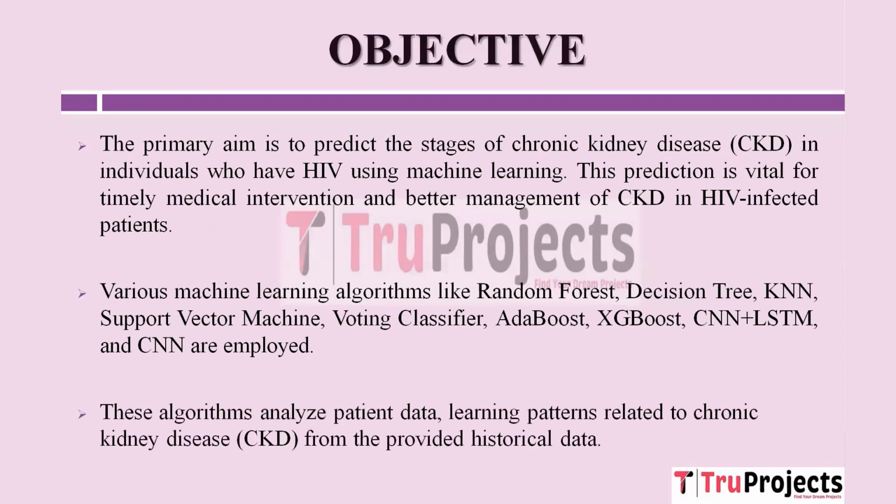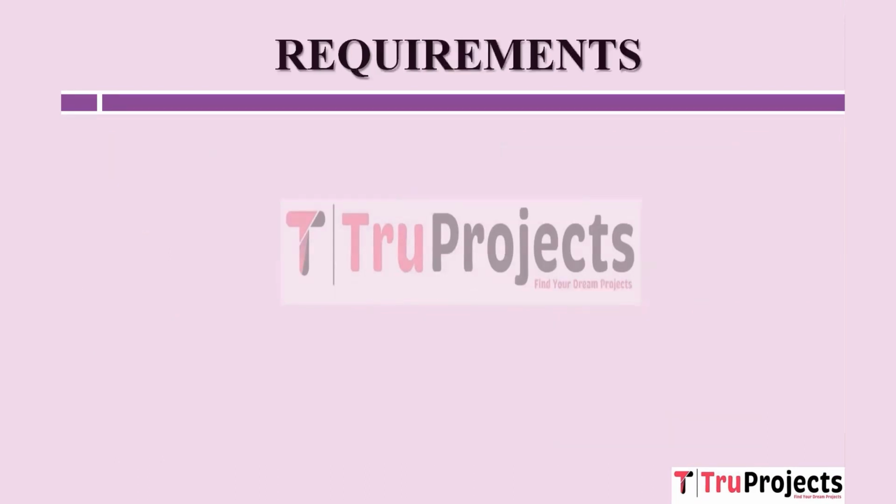The employed machine learning algorithms systematically analyze patient data, discerning intricate patterns and correlations related to the stages of chronic kidney disease (CKD). This analysis is based on historical data that provides valuable insights into how various features or variables relate to different stages of CKD. By recognizing these patterns, the model can make accurate predictions for new patients, guiding healthcare professionals in appropriate decision making and facilitating a more tailored approach to managing CKD in HIV-infected individuals.